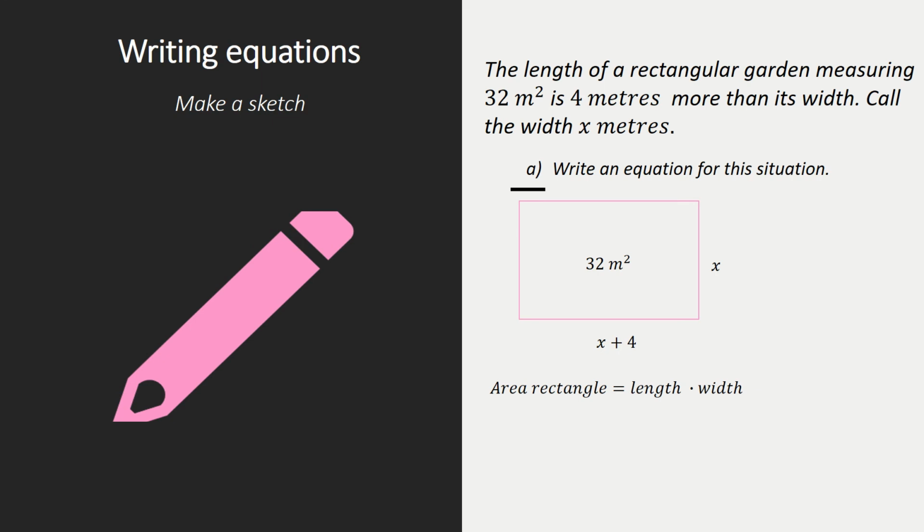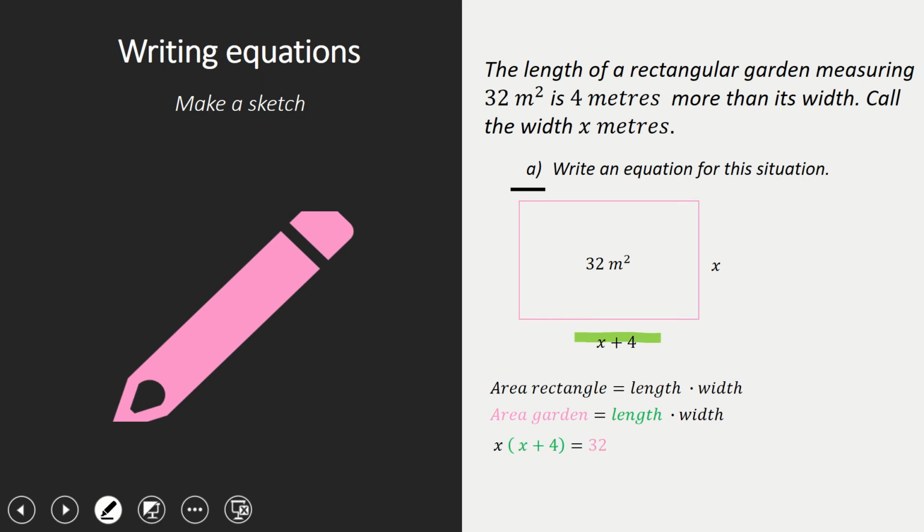Because we know that the area of a rectangle equals the length times the width. So in this case, the area of the garden is the length times the width. If I fill it in, I will get x, because that's the width, times x plus 4, because that's the length, equals 32. Because that's the area of the garden. Alright, so now I have answered question A, because we were only asked to write an equation for it. And this is an equation because it has an equality sign.